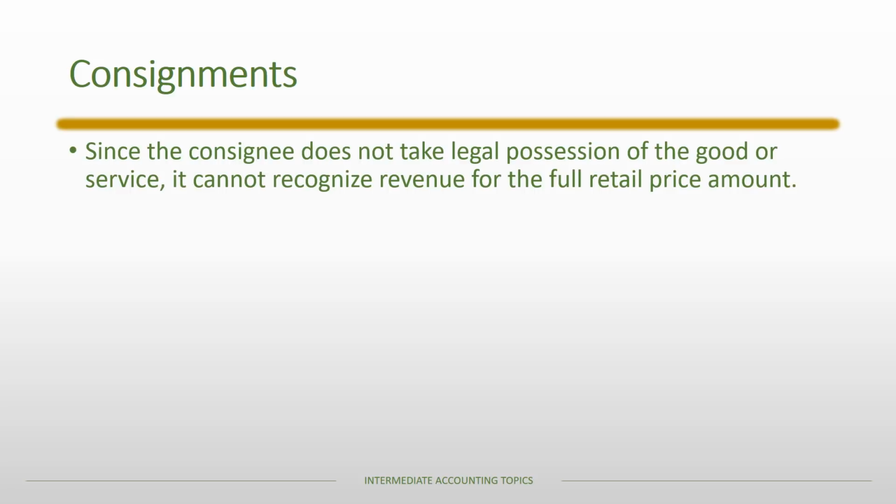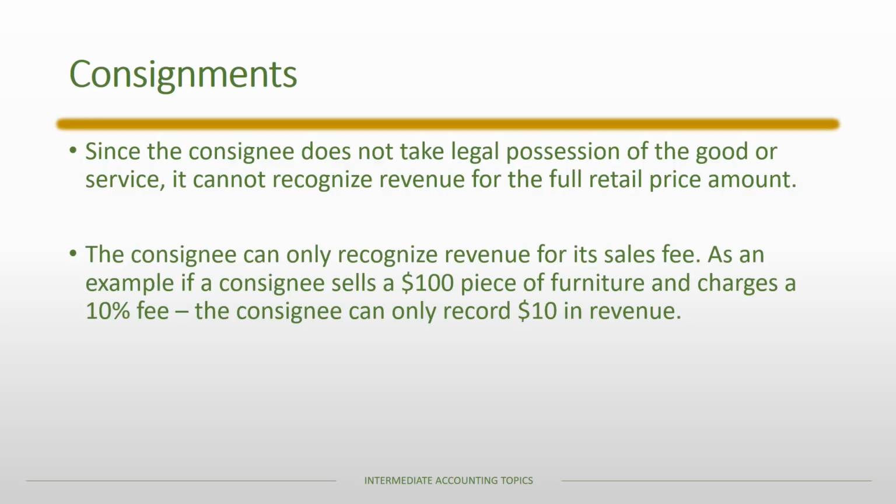Consignments. Again, with a consignment, the consignee never takes legal possession of the good or the service, and so they cannot recognize the revenue for the full retail amount. The consignee only recognizes its sales fee. So as an example, there may be a situation where a consignee sells a $100 piece of furniture and they charge a 10% fee to the consignor. And so the consignee can only record $10 in revenue. The consignor would record the full $100 and would probably have a $10 commission cost or something like that.